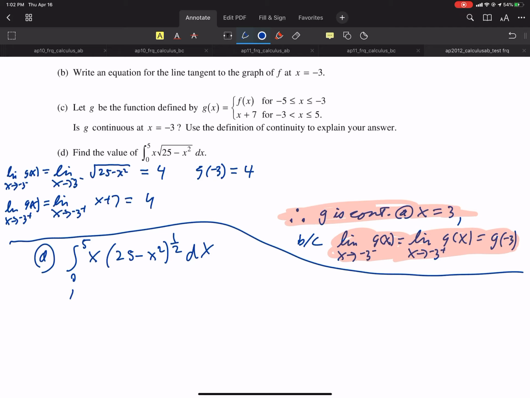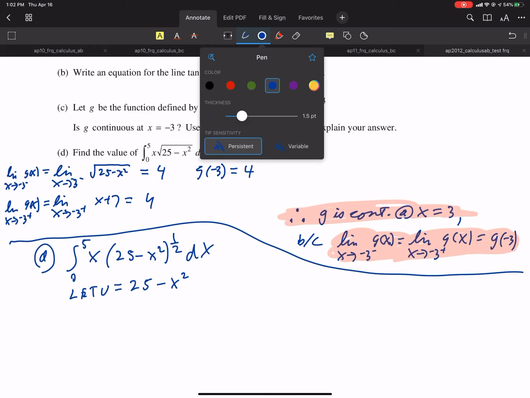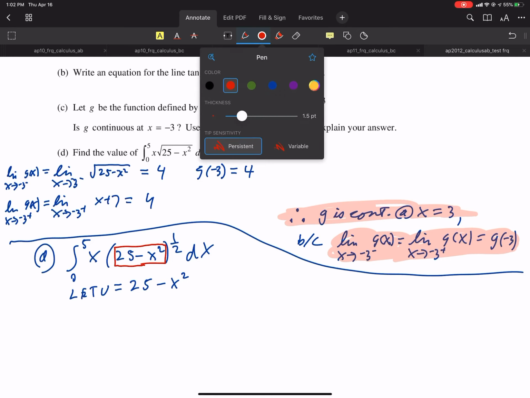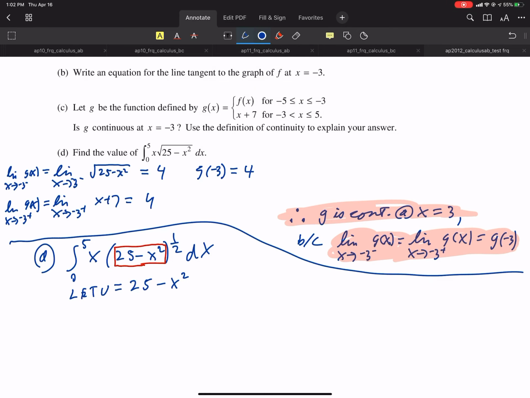So we're going to let u equal the inside of that square root. Your u for u sub is normally the function inside of another function. Just like when we're doing chain rule for derivatives, the function inside the other function is normally what you pick for your u on u substitution. So du is going to be -2x dx.